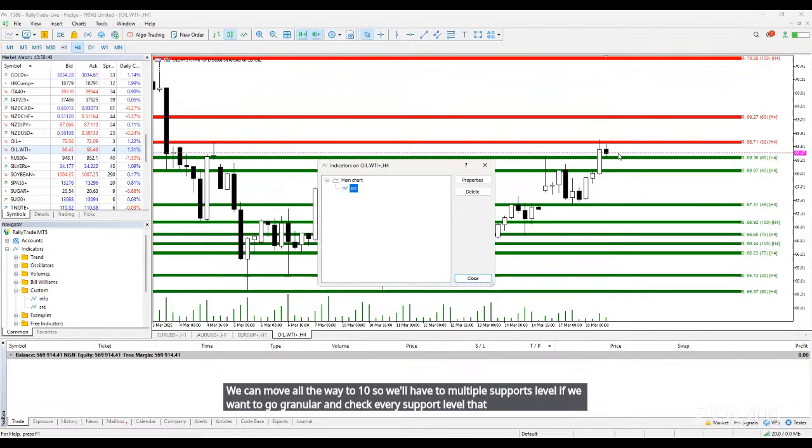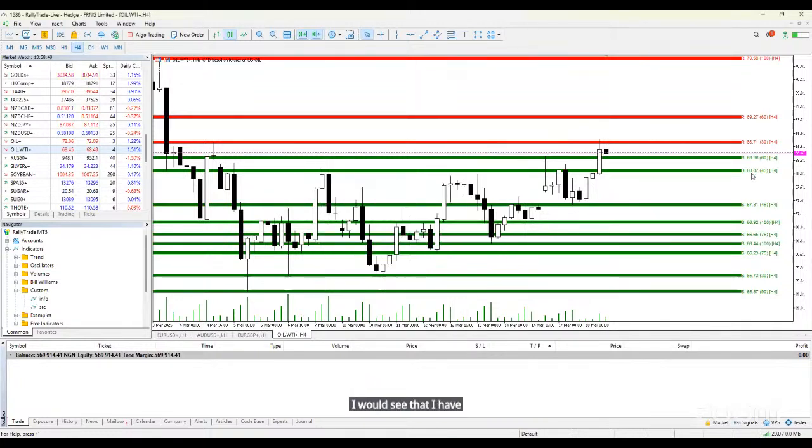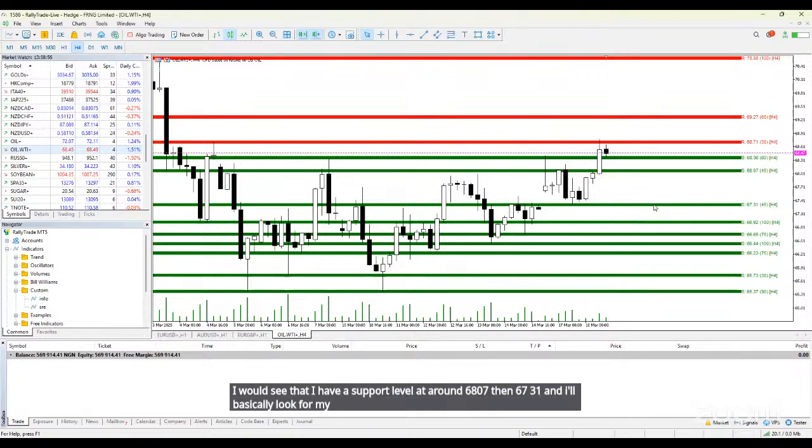For example, here, if I would look for a sell opportunity on a very short term, I would see that I have a support level at around 68.07, then 67.31, and I'll basically look for my exit around these levels. At each level, I'll check the price action. Or considering that on H4 we have an uptrend, I would actually look for buy signals on these support lines.